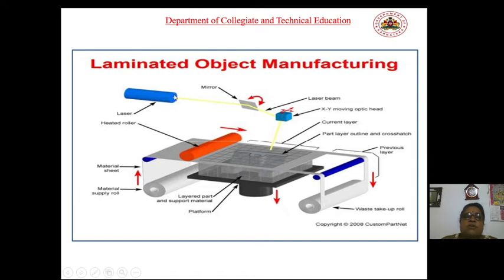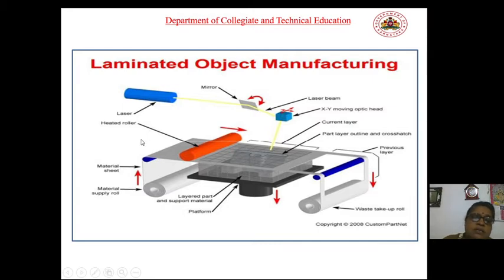Let us go for laminated object manufacturing, which is similar to what we do when laminating our personal ID cards, and similar to how we laminate our credentials like marks cards, degree certificates, and other things like bus passes. It is the same. So you can observe from the figure there are two rollers. One is a material supply roll, the other one is a waste take-up roll. Here there is a platform on which a bed is prepared.